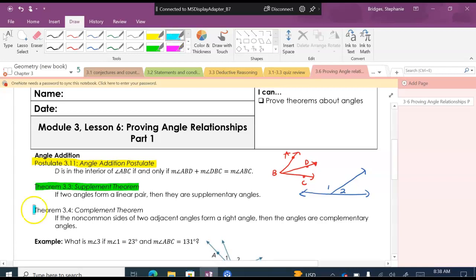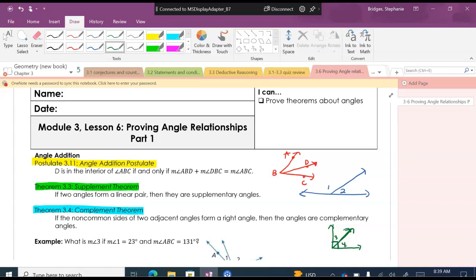And then the third one is called the complement theorem, and it says if the non-common sides of two adjacent angles form a right angle, then they are complementary angles. I'm going to show you a picture of that here. Okay, so it says if the non-common sides of two adjacent angles. Okay, so think about these two angles right here. If they form a right angle, so if I had this marked like that to say that that's a right angle, does everybody see the two angles in there? Okay, that means I'm going to call that angle 3 and angle 4. What that would mean is that angle 3 and angle 4 are complementary, which means they add up to be 90.